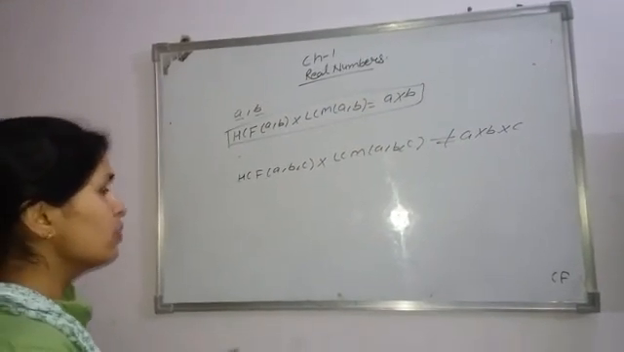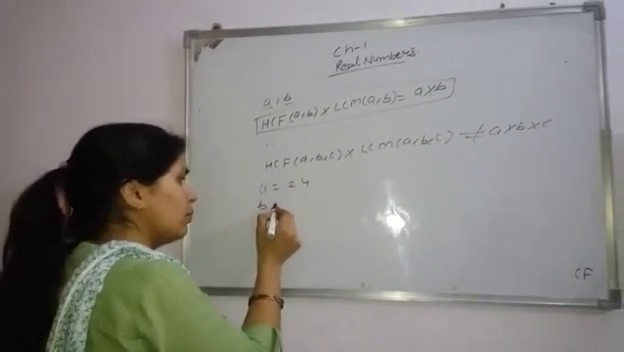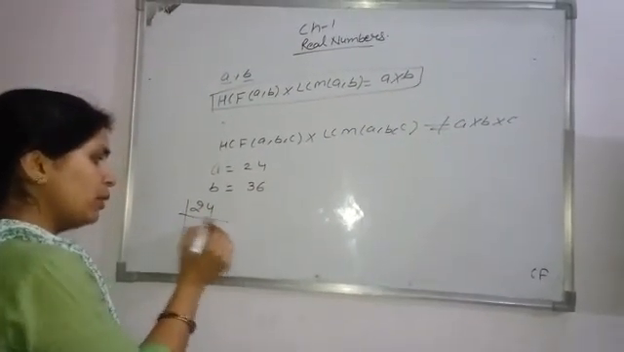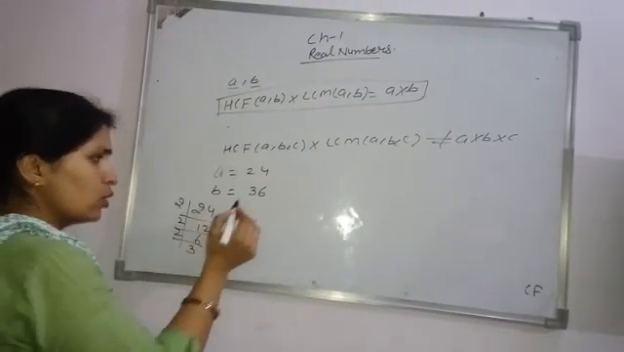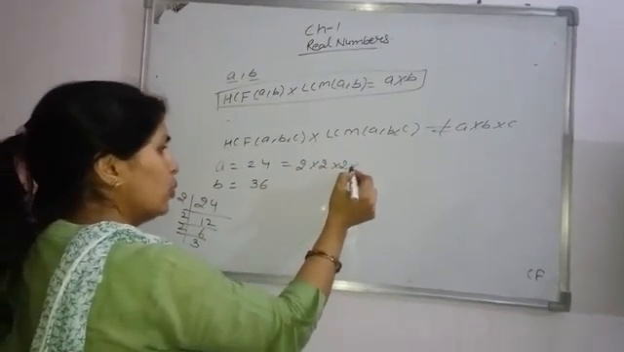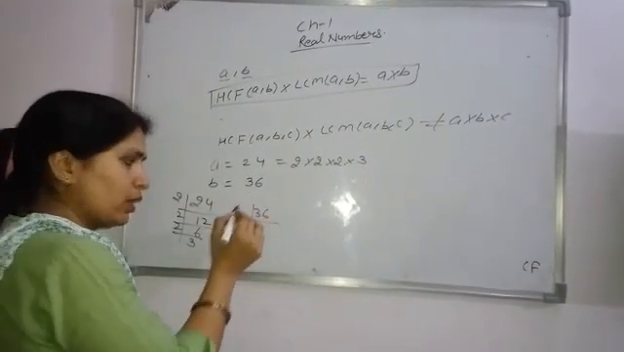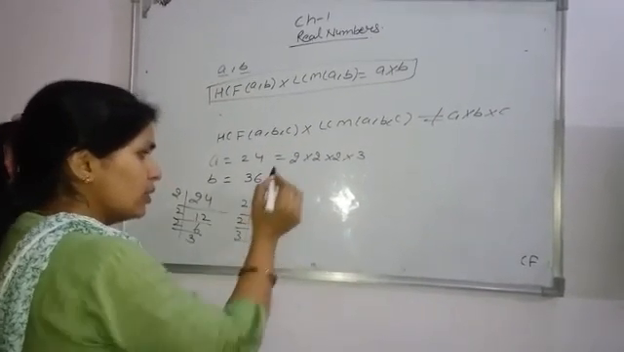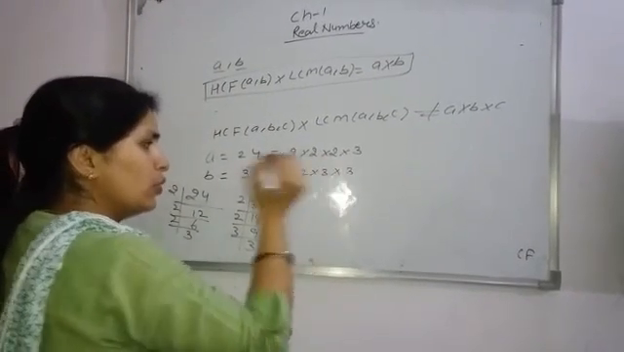Now suppose we have two numbers, A is equal to 24 and B is equal to 36. Find out the prime factors of A and B. 2 12s are 24, 2 6s are 12, 2 3s are 6. So 24 can be expressed as 2 into 2 into 2 into 3. Now next one is 36. Again find out the prime factors of 36. 2 18s are 36, 2 9s are 18, 3 3s are 9. So 36 can be expressed as 2 into 2 into 3 into 3.